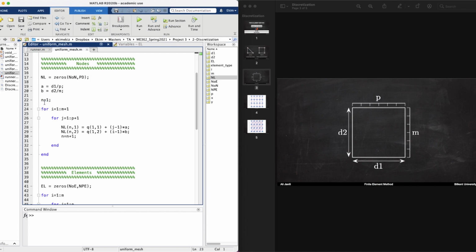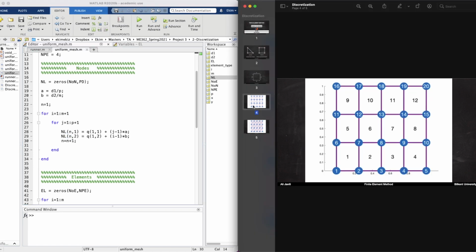And then we have our n here. This n is just a counter, so we set it to 1, and then at the end of each iteration, we add 1 to it. So in our first iteration, we are looking at the first row, so the first node of our node list, and then it becomes 2. In the next iteration, we are looking at the second node, and so on.